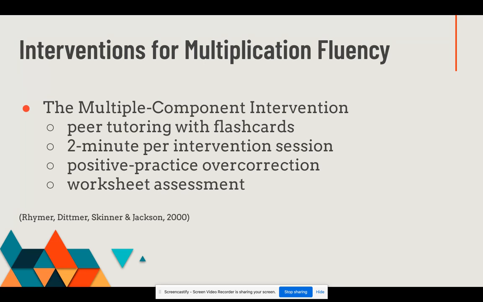After every 2-minute peer tutoring intervention session, Raj will take an assessment on a worksheet. On the worksheet, the 26 multiplication facts on the 6 to 9 timetables will be included, and the multiplication fluency is counted based on his performance on the assessment worksheet.